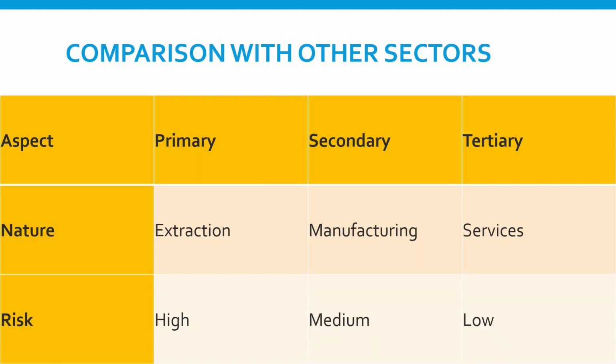Comparison with other sectors. So the major parameters we consider are nature and risk. In the case of the primary sector, there is extraction from nature, but the risk level is very high. But in the secondary sector, we take the raw material from the primary sector for the manufacturing activity. That's why the risk level is minimized compared with the primary sector. That's why the risk level is medium or moderate.